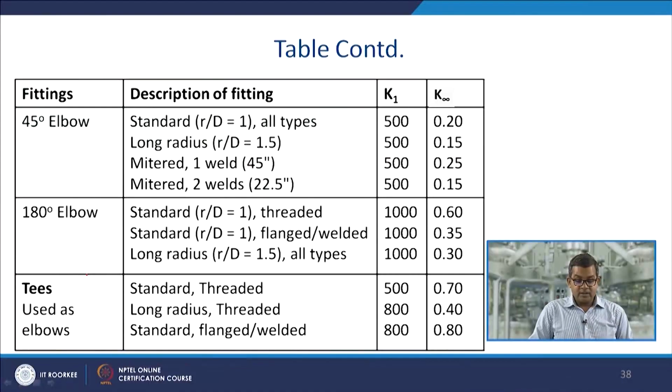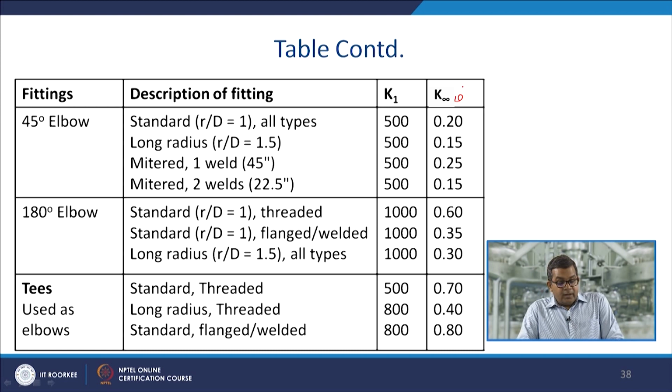Similarly, if we have a 45-degree elbow, that is standard R by D equal to 1 for all types, K1 is 500 and K infinity is 0.20. Long radius, we may have certain things related to the long radius, R by D equal to 1.5. So 500 is K1 and 0.15 is K infinity.